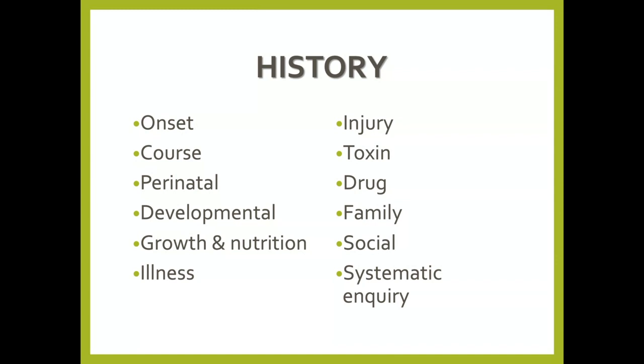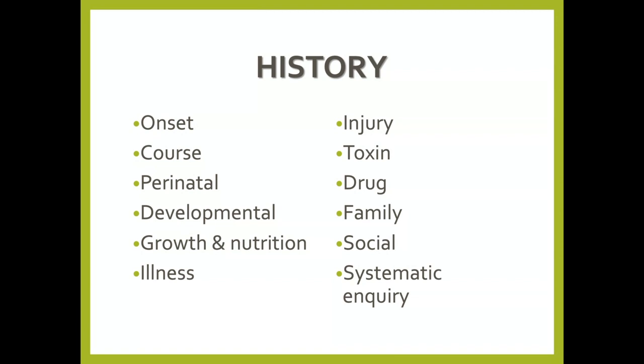Growth and nutrition are important, because if you have a child who has disordered growth, this might be genetic. Or if you have a child who has significant spasticity, problems swallowing and so on, that might compromise nutrition and growth. We want to know if there's any injury, any toxin exposure, any acute illnesses associated, any drugs associated.